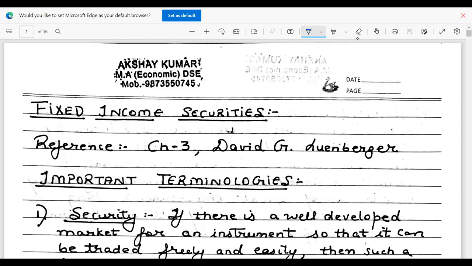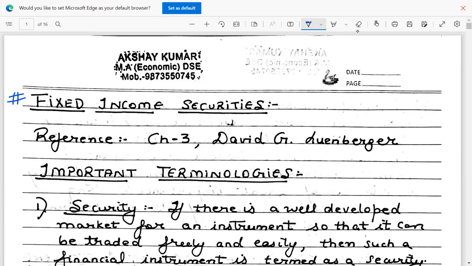Okay, I hope I'm audible to all students who are attending this lecture of financial economics. We continue with our lectures on fixed income securities.